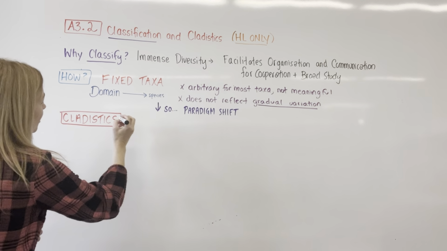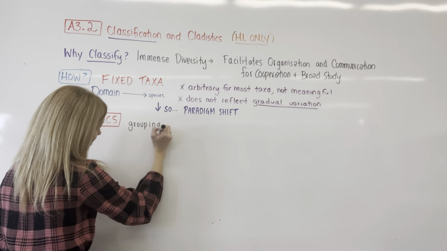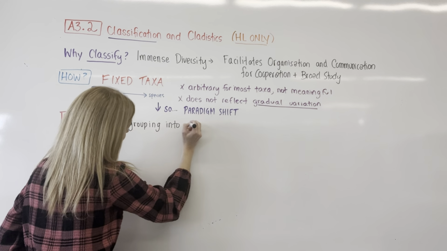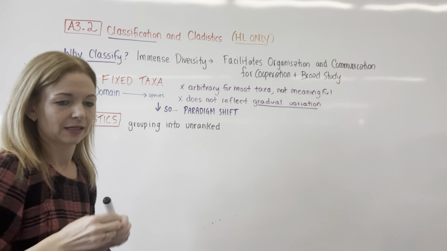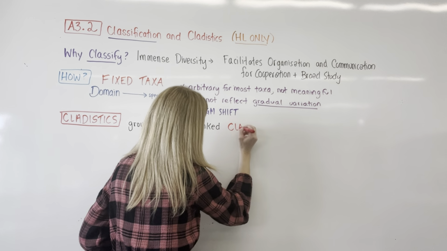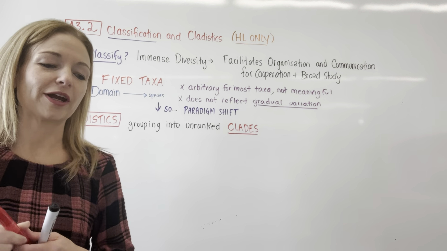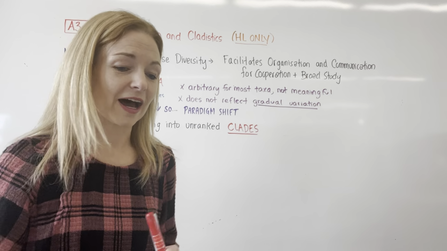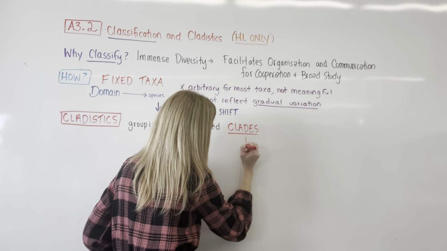So, grouping of organisms into unranked clades. That's where cladistics comes from. It's also where cladogram comes from. So let's define what we mean by clades. What is our definition of a clade?